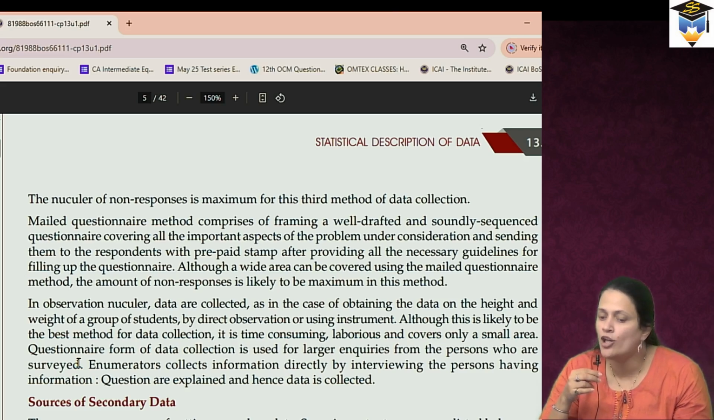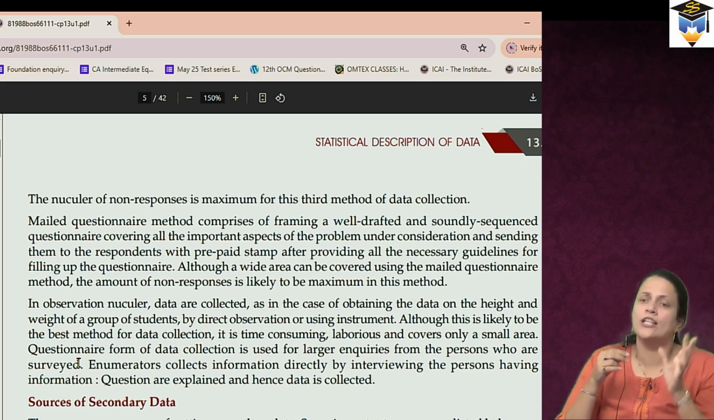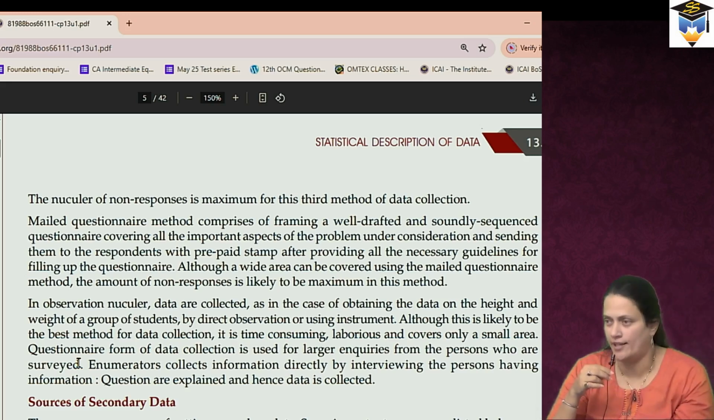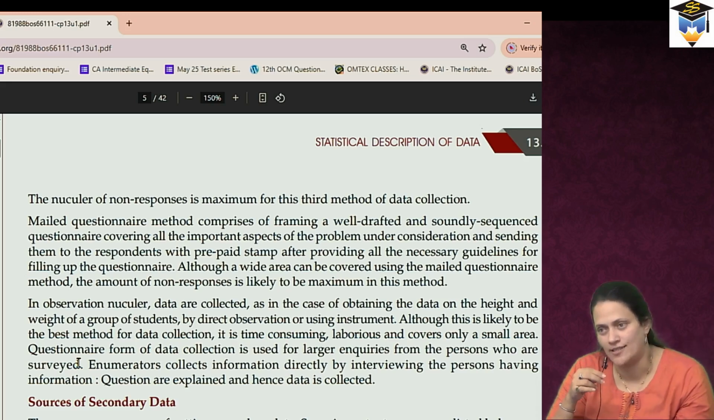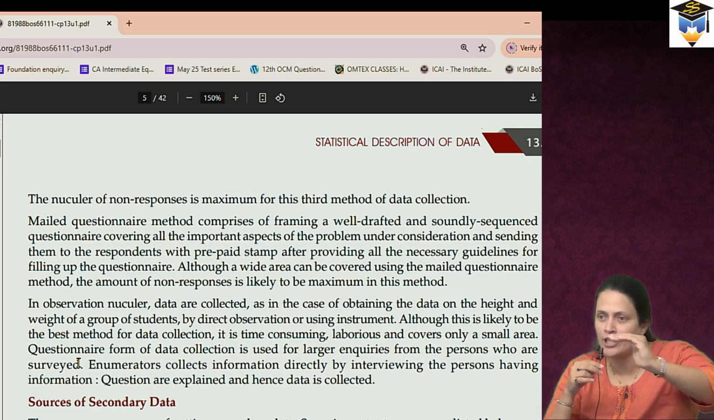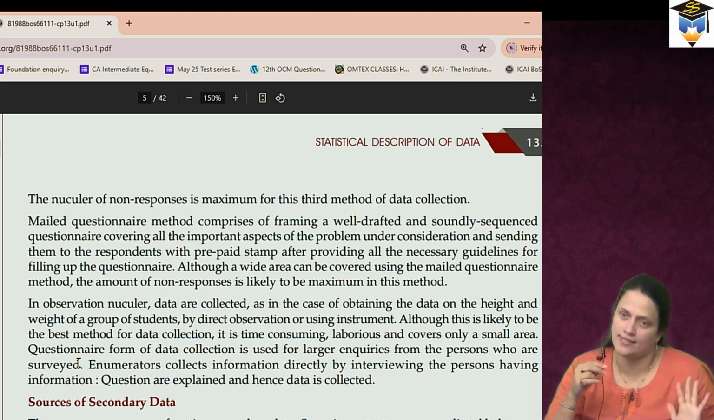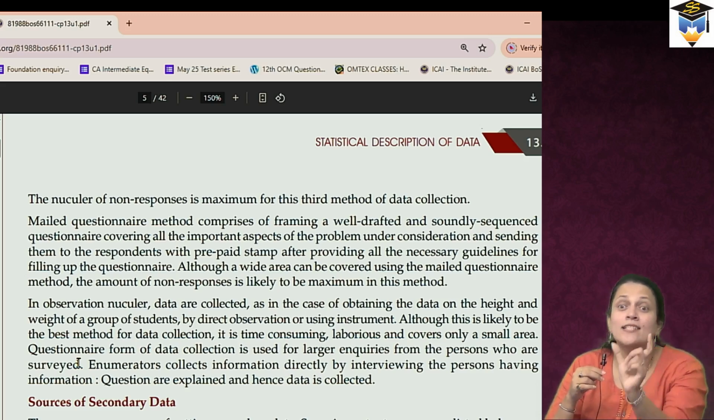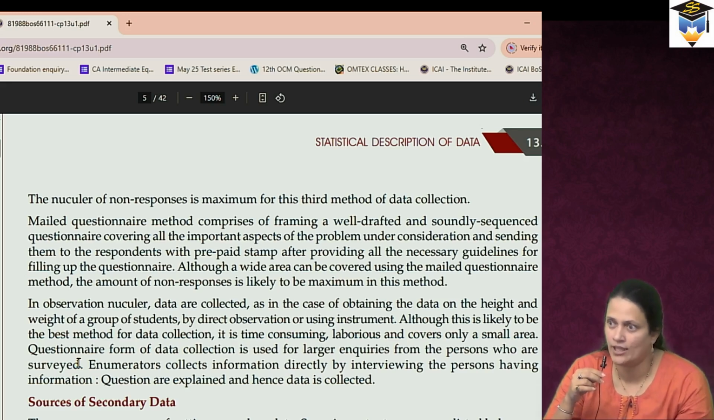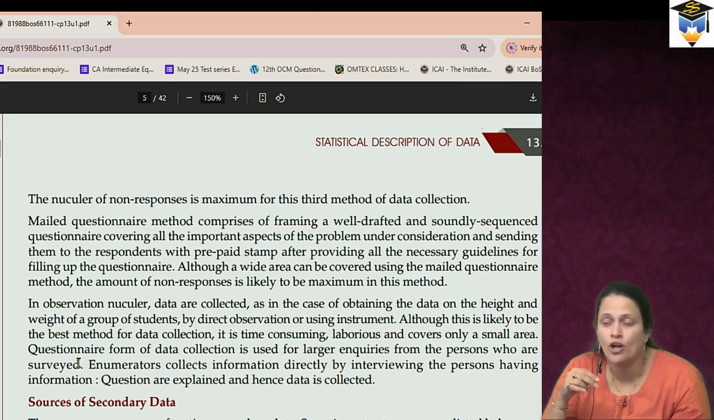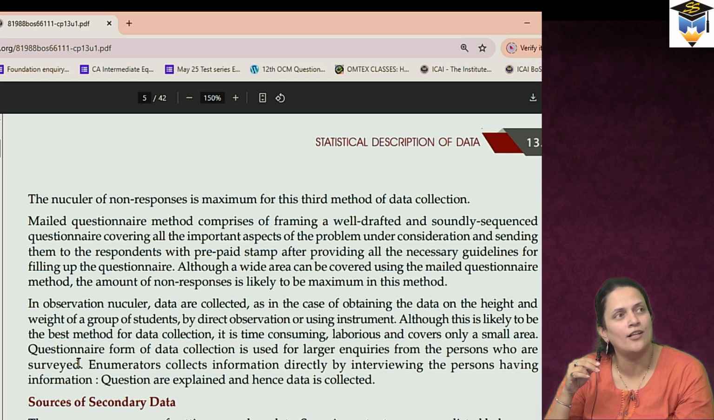In observation, nuclear data. You know what is nuclear data? Separate data. Let's say for example I want to collect Om's data: Om's name, his age, where he comes from, his marks. This is my discrete data. I have taken the data of only one individual. Okay. And there is another concept called what is that called? A discrete data and one more type of data is there.